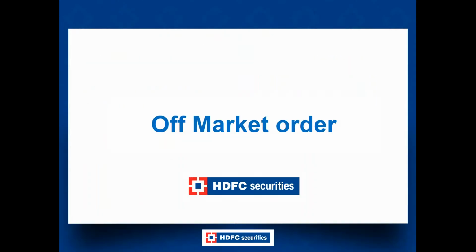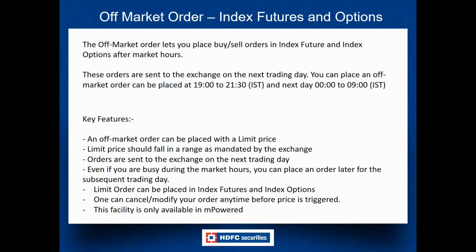Now let us understand another order functionality, which is called off-market orders. If you want to place off-market orders, these are orders after the market hours that can be placed in the derivatives market, and it is only available in index futures and index options. These off-market orders let you place buy or sell orders in index futures and index options after market hours. These orders are sent to the exchanges on the next trading day. You can place off-market orders scheduled at 7 p.m. to 9:30 p.m. after the market hours, and on the next day from midnight 12 o'clock to the next trading session at 9 o'clock. So these are the specified times where you can place the off-market orders.